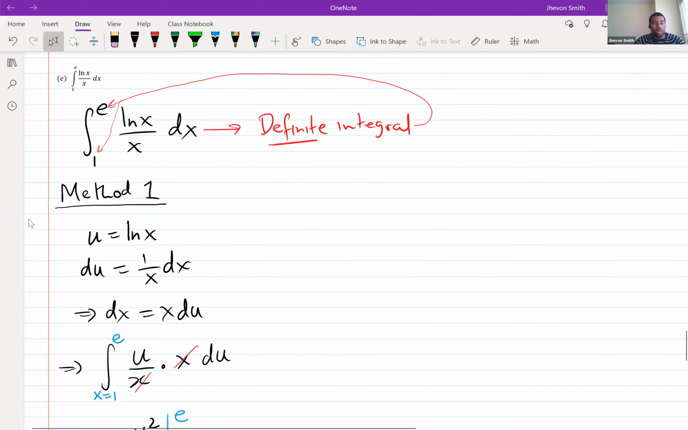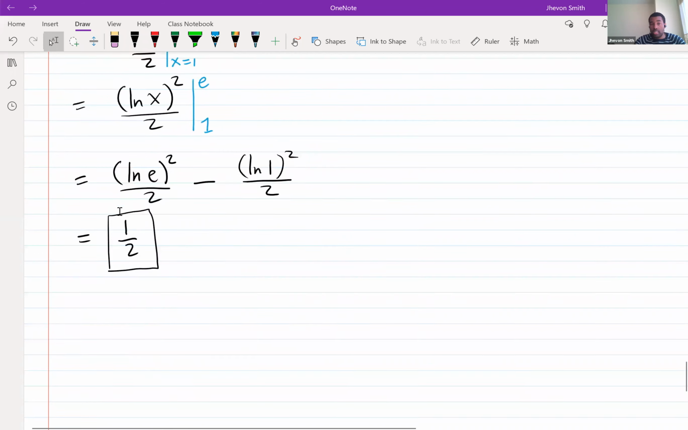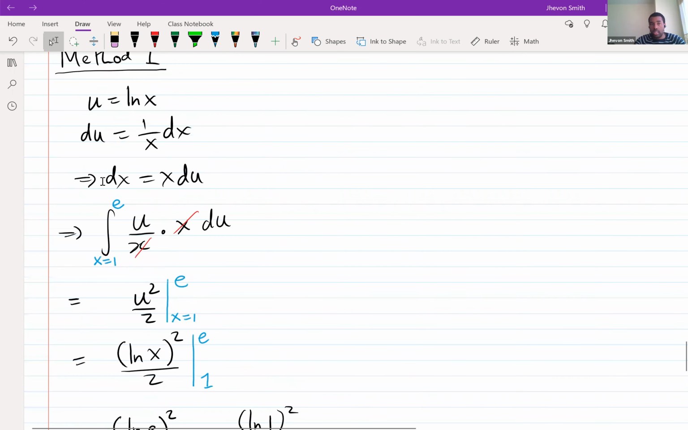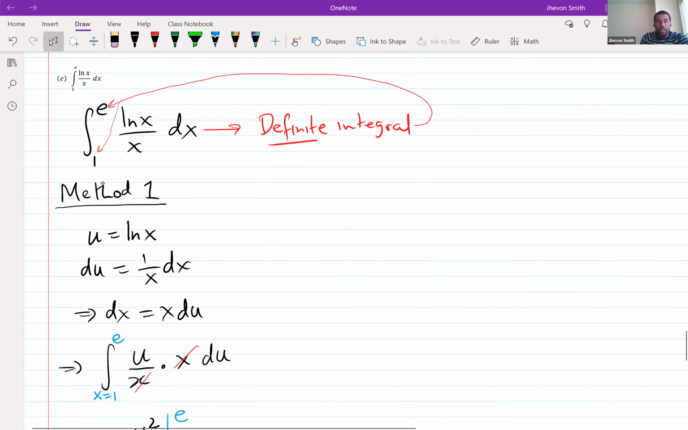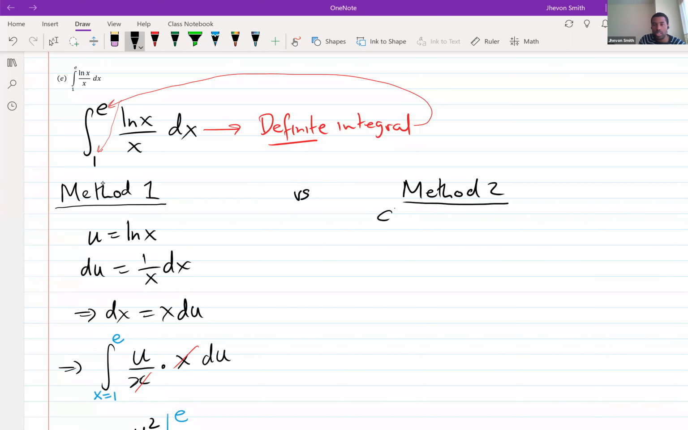Now, method 2 is, for the most part, going to be the same. The difference is how we treat the limits. This is another option. Neither one of these is more correct than the other, so you are just going to follow along with whichever one you prefer, and it'll be okay. So here is method 2. Method 2 is saying that we are going to change the limits. So that is going to be the difference.